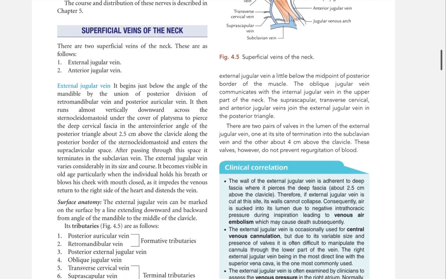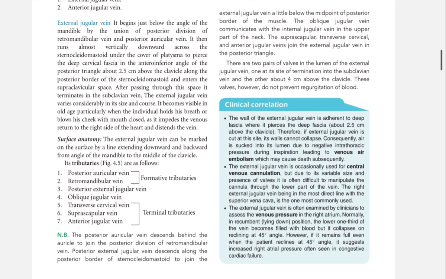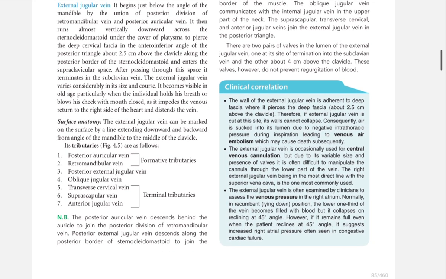Superficial veins of the neck. There are two superficial veins of the neck. These are external jugular and anterior jugular. External jugular begins just below the angle of the mandible by the union of posterior division of retromandibular vein and posterior auricular vein. It then runs almost vertically downwards across the sternocleidomastoid under the cover of platysma to pierce the deep cervical fascia in the anterior inferior angle of the posterior triangle, about 2 cm above the clavicle along the posterior border of the sternocleidomastoid, and enters the supraclavicular space. After passing through this space, it terminates in the subclavian vein.